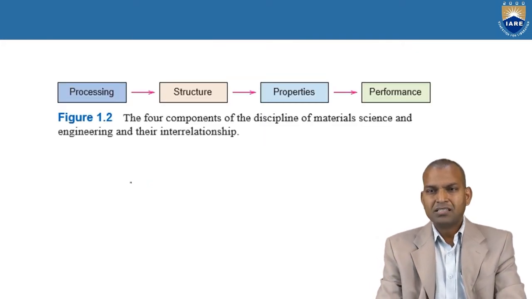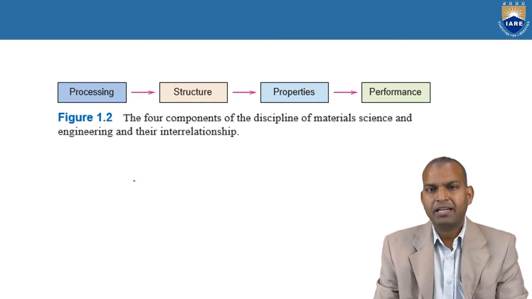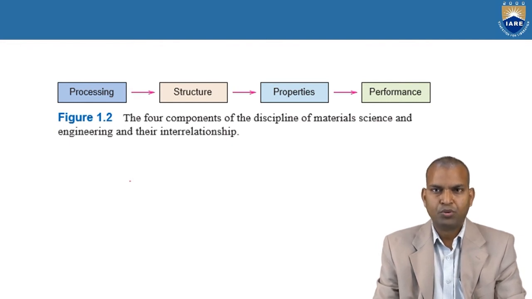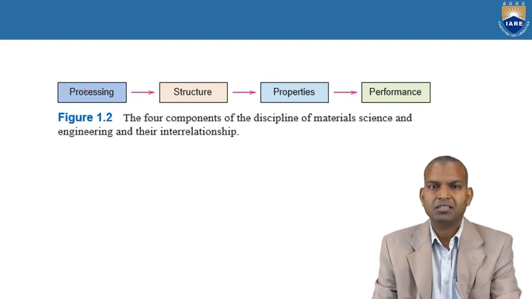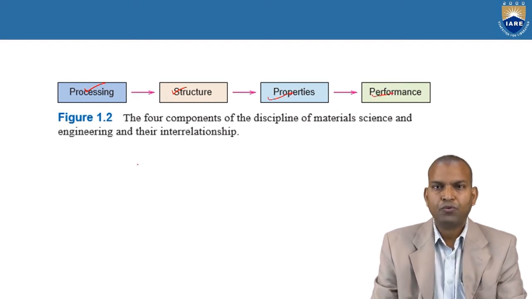Now, what is required in order to understand the discipline of materials science and engineering and their interrelationship? There are 4 components required. What are they? Number 1, processing of the materials. Number 2, structure. Number 3, properties. Number 4, performance.